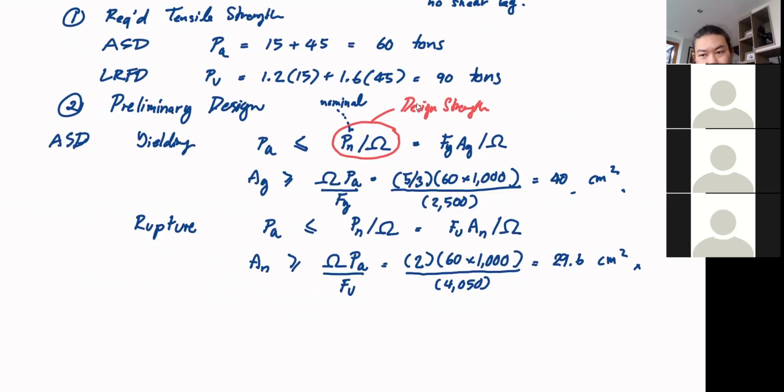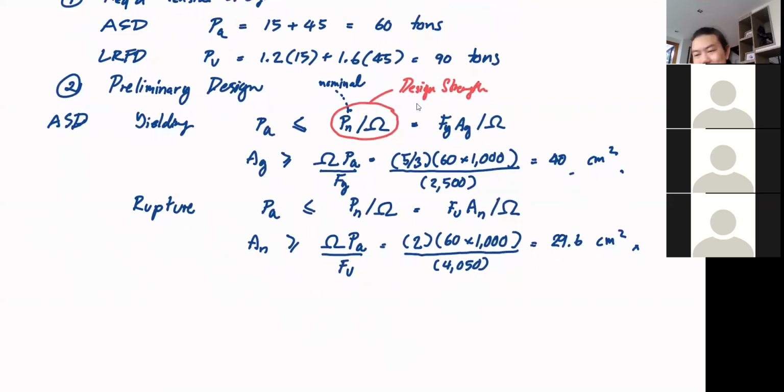Yes. Great. All right. Cool. So now before we move on, let's also try to demonstrate the LRFD as well.